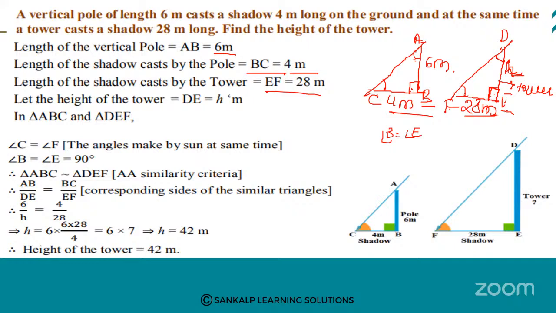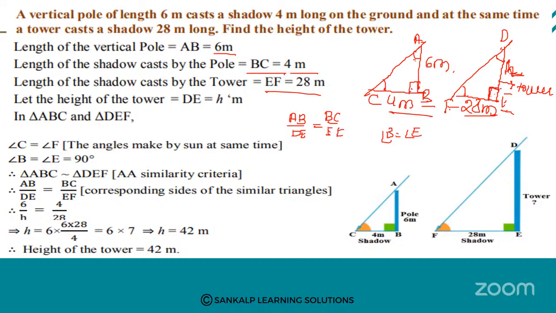So, these two triangles are similar, then which are the corresponding sides? AB divided by DE, right? Corresponding sides are AB divided by DE is equal to BC divided by EF, and AC divided by DF. So which values do we know? AB and BC, but we need to find DE.